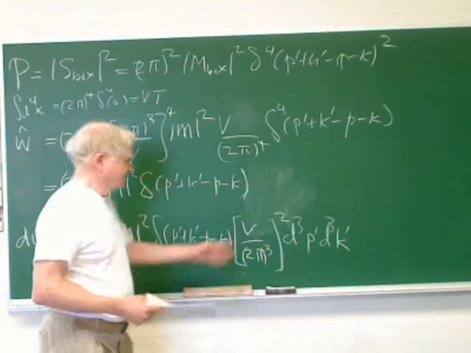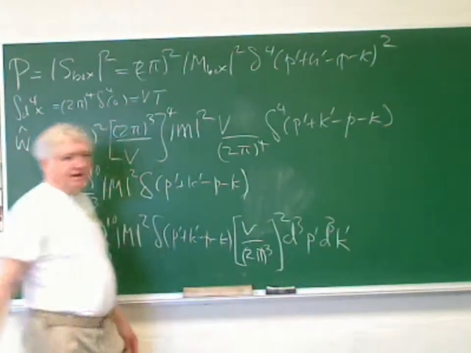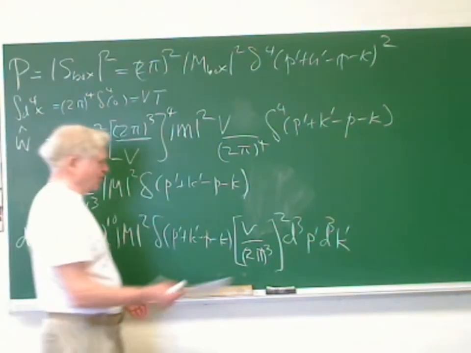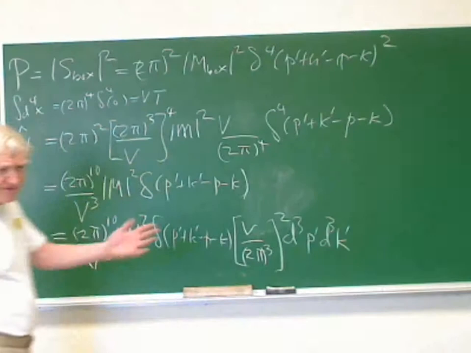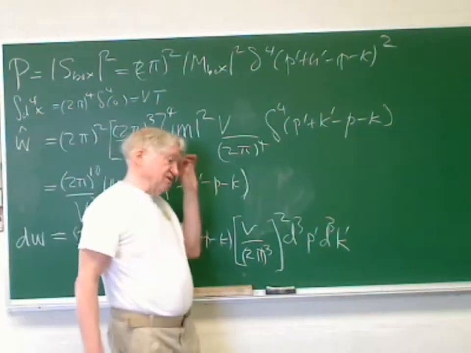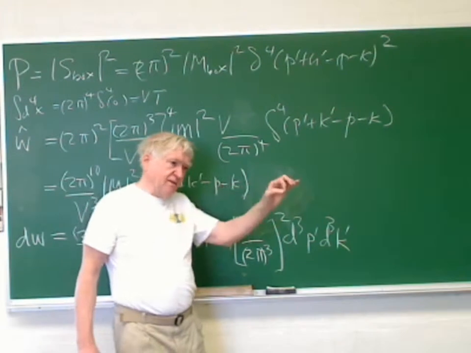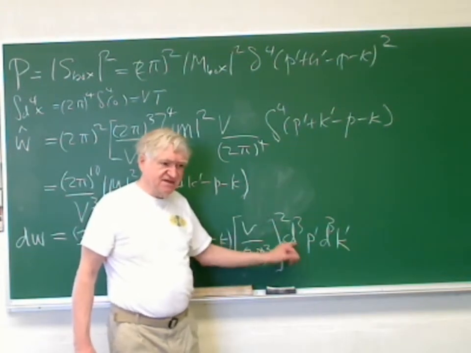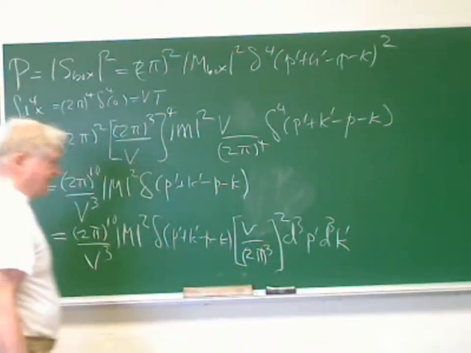So this is just exactly what we did in going effectively from box to continuum normalization. This is the way we did it in the previous cases, except that in the previous cases, what we were doing was we were having a photon scattering off an atom. So the atom had essentially infinite mass, and we didn't consider the final state momentum of the atom.